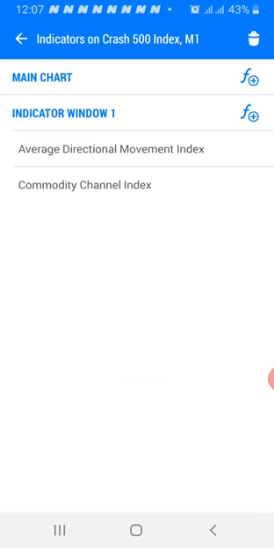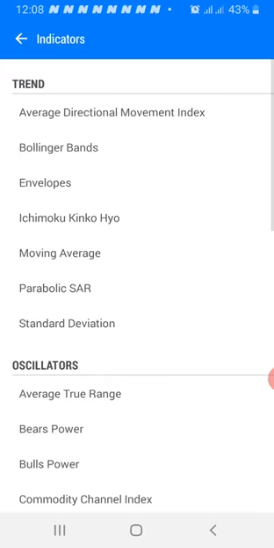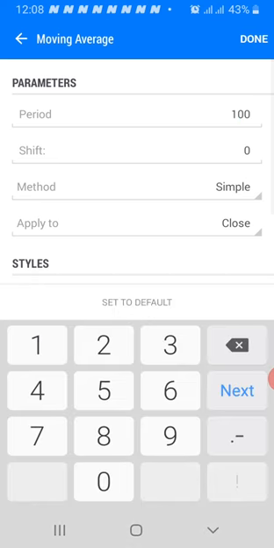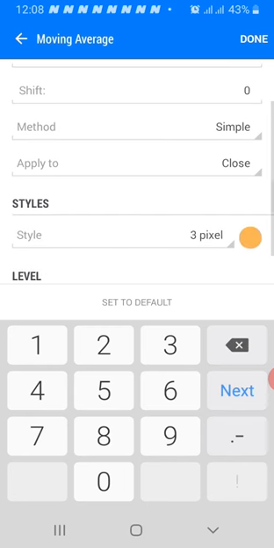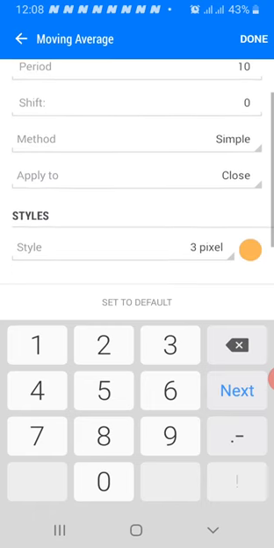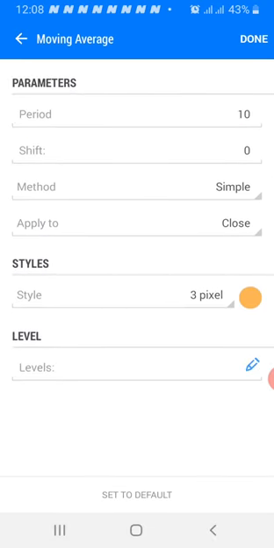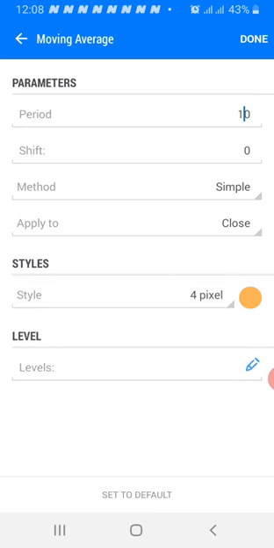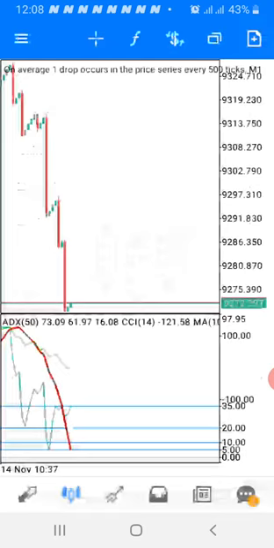Then the next indicator is the moving average. For the moving average we're using period 10, shift 0, method simple, apply to close. Then the style is 4 pixel. The color, let's take red, we're using red. So that's all. You click done.